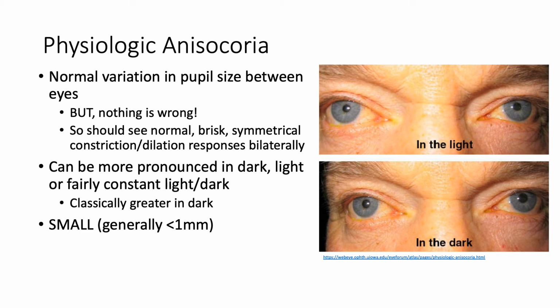In some people, there is a normal variant where the pupil size in both the light and in the dark are the same. So classically, if there is less than a millimeter of difference between both pupils, there is physiologic anisocoria if the difference is the same in both the light and the dark. In some cases, it can be slightly more pronounced in the dark, but that difference should still be below 1 millimeter.